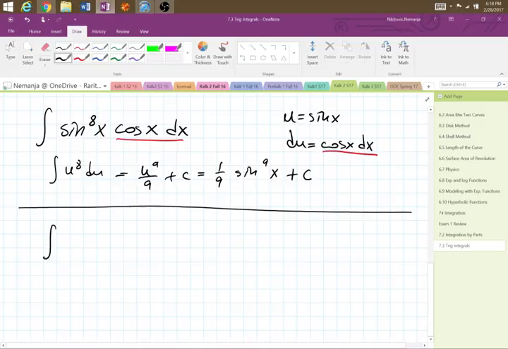Here is another for you. How about cosine to the, what's good, is 93 a good number? Cosine to the 93 of x times sine x dx. Do this one on your own. I'll give you like 17 seconds, no pressure.